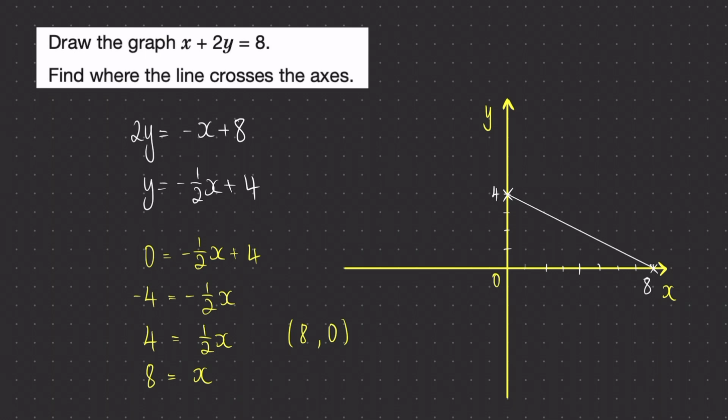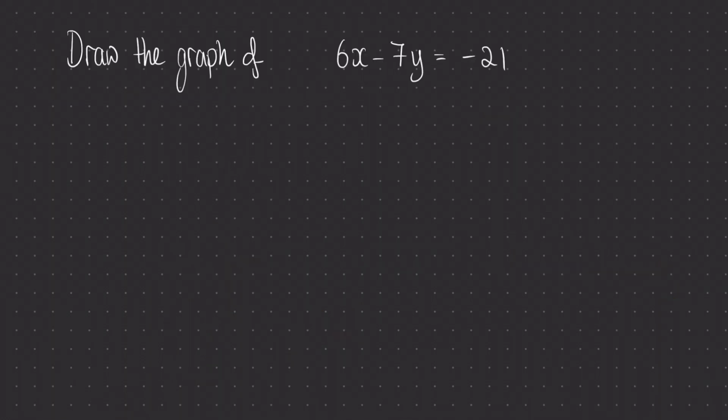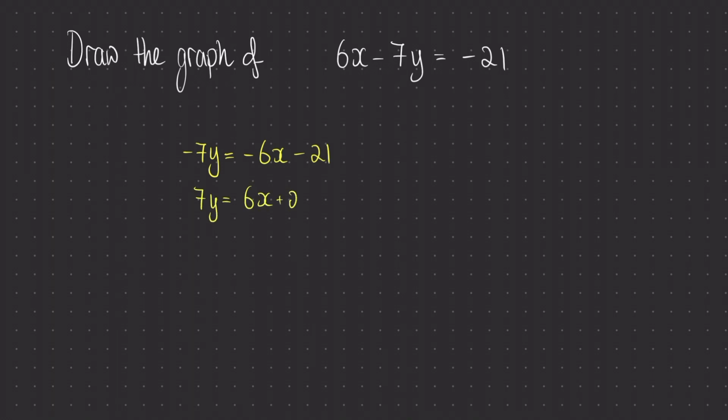Of course, I can extend this further if I wanted to, but for the purposes of this question, that is fine. Okay, let's have a look at this second example question. Once again, the first step is going to be to rearrange this form of the equation back into the form of y equals mx plus c. So let's do that quickly. Minus 7y equals minus 6x minus 21. So I've subtracted 6x from both sides. I would times both sides by negative 1 at this stage to get rid of all of the minus signs, and then divide both sides by 7.